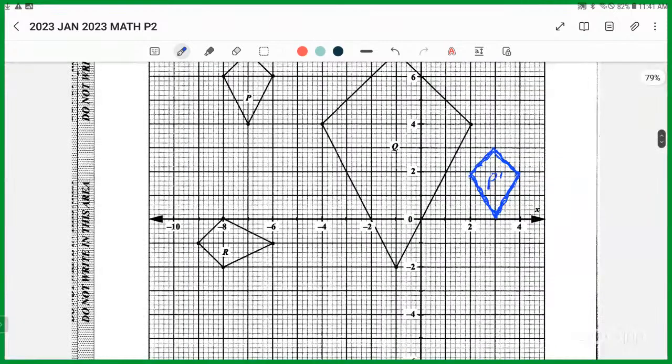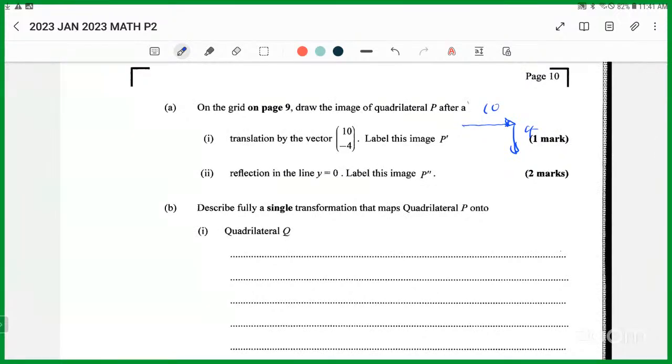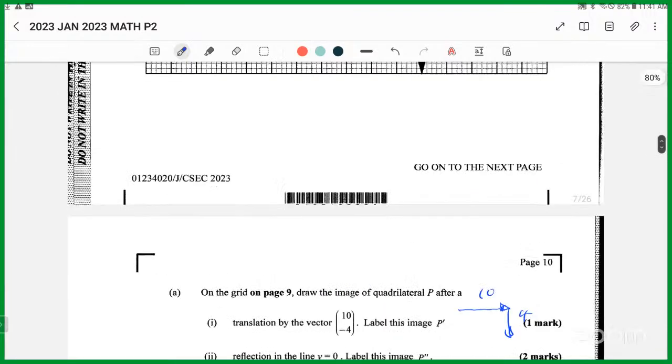Next thing I want us to do is reflect P in the line y equals 0. Now, what you have to know is that the line y equals 0 is actually the x-axis. They're asking us to reflect in the x-axis. You have to know that the line y equals 0 is the x-axis, and the line x equals 0 is the y-axis. So we're going to reflect it in the x-axis.